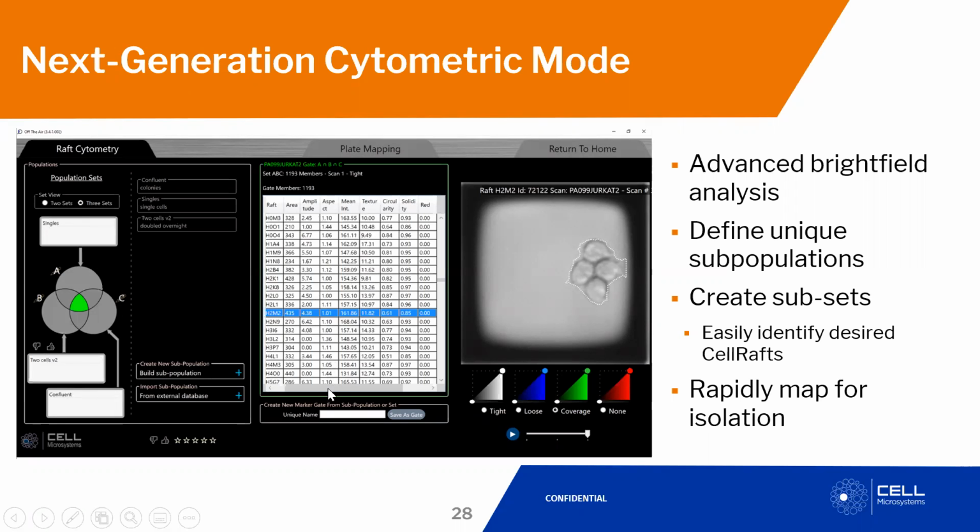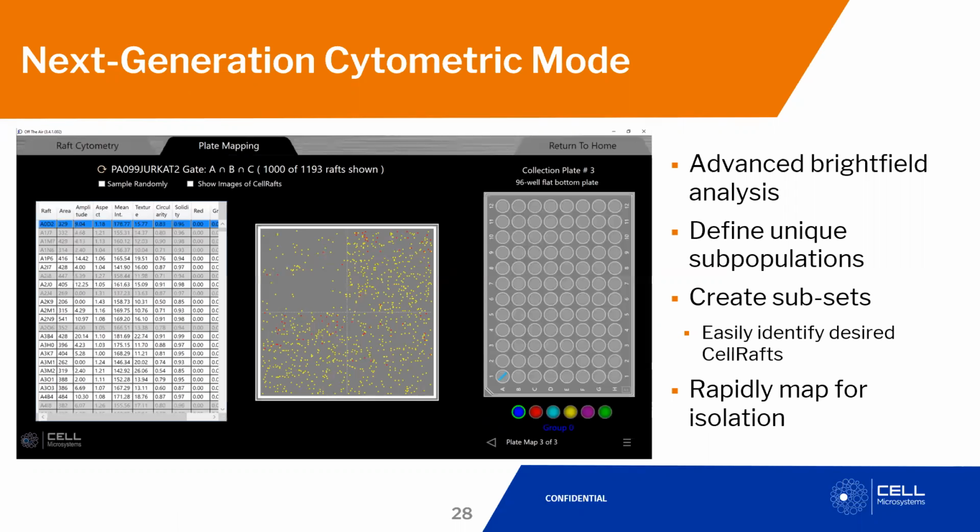And you can see that list here in all of the cellular features, as well as get a whole raft view of the cells in each of the clones that are within that population. When you've identified those subpopulations for mapping, it's very easy to map them for isolation directly in the software. What you can see here is a heat map of all of the rafts that met the criteria that I selected in the previous slide.